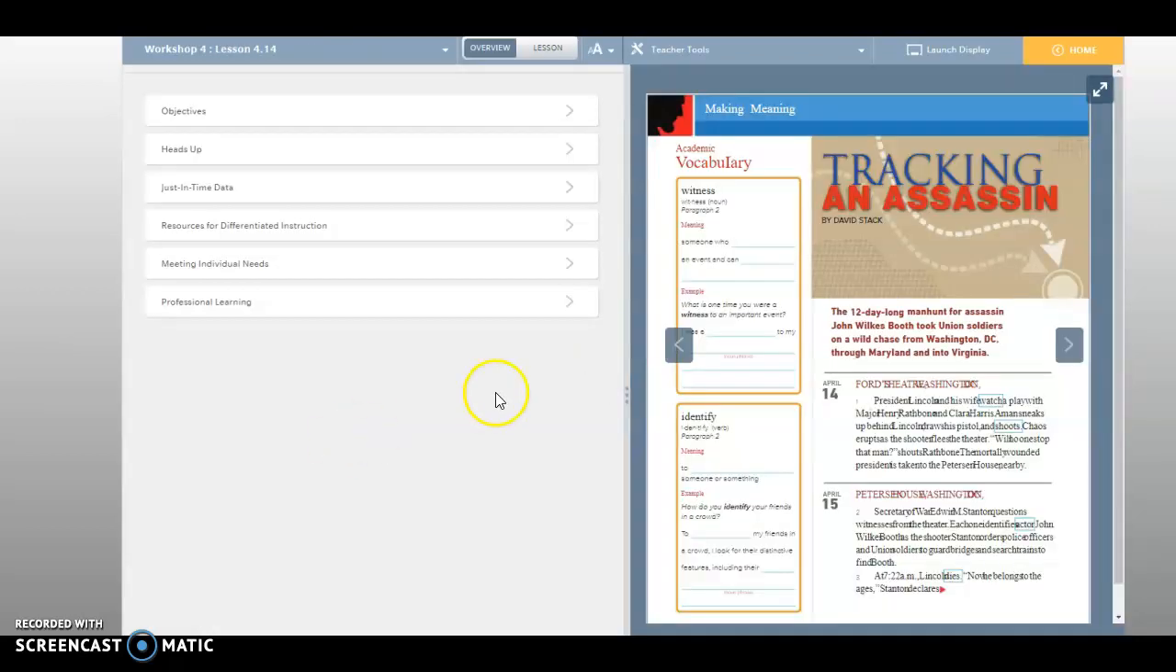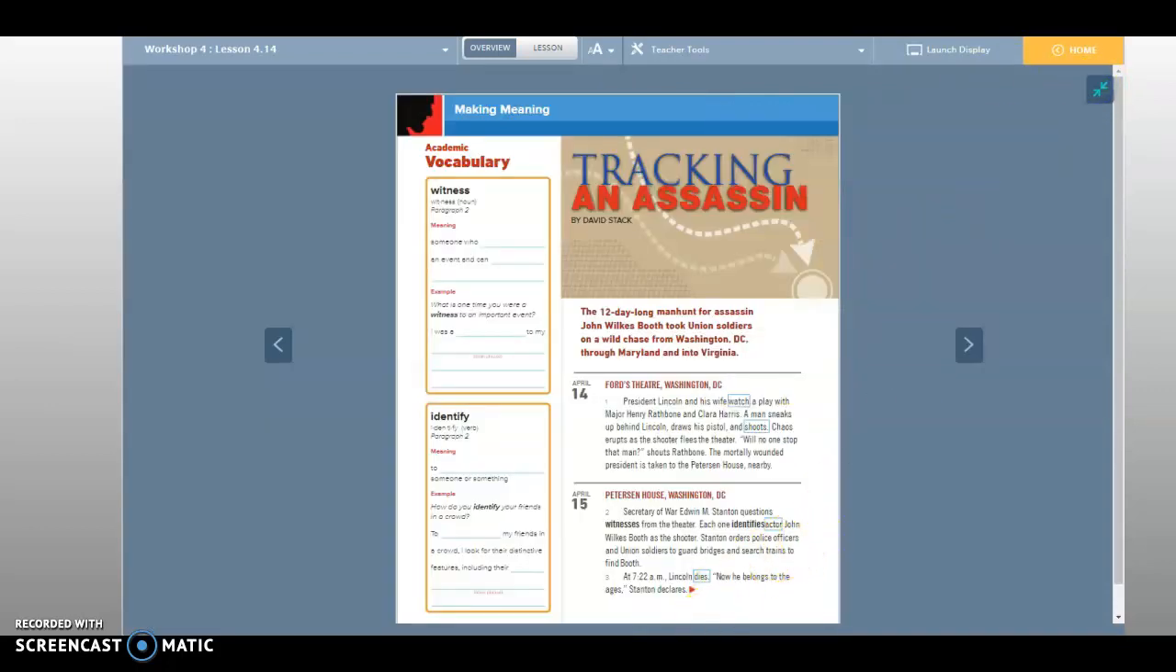Okay, so tracking an assassin. All right, so first off, we have the words witness and identify. Okay, the definitions there. Someone who sees an event and can describe it. Okay, what is one time you were a witness to an important event?